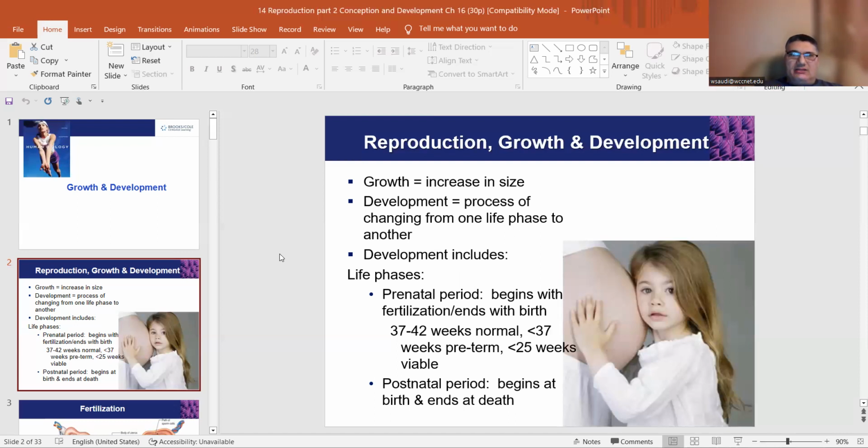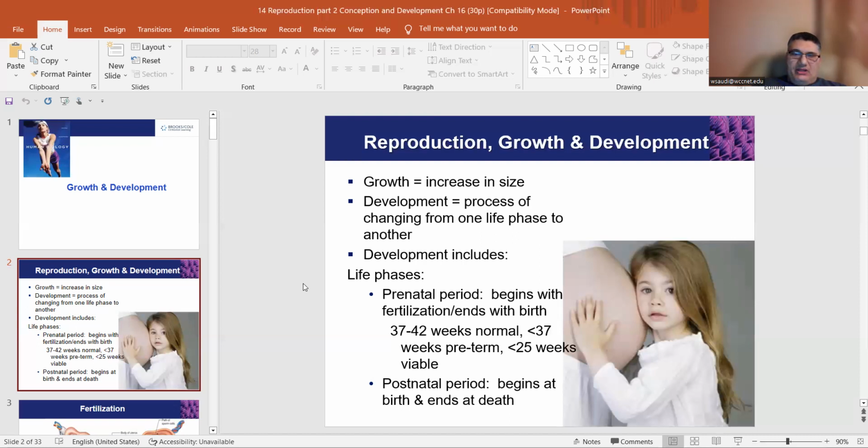After fertilization happens, growth is going to happen. Growth is increase in size, and also development, which is changing from one life phase to another. We will go from phase to phase to phase. The very first thing is fertilization of the egg. This is day 1. Then what's going to happen after that? Day 2, 3, 4, 7, and going to 2 months, 3 months, until delivery of the baby.